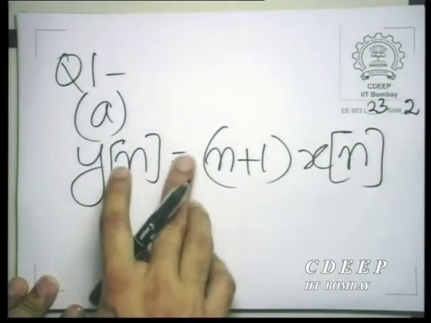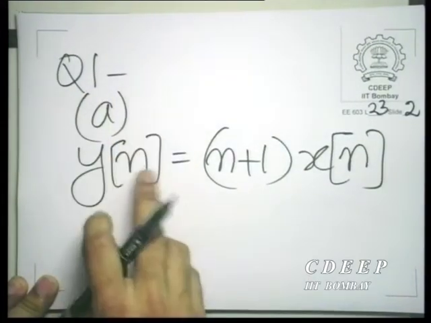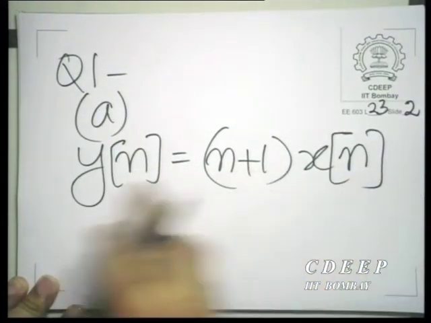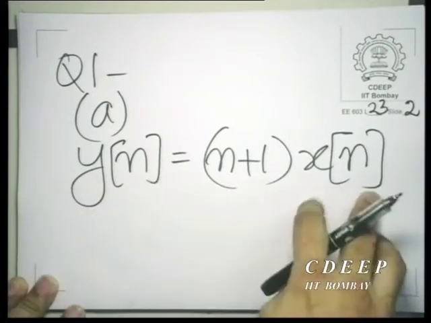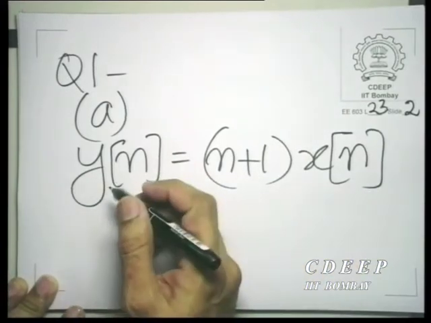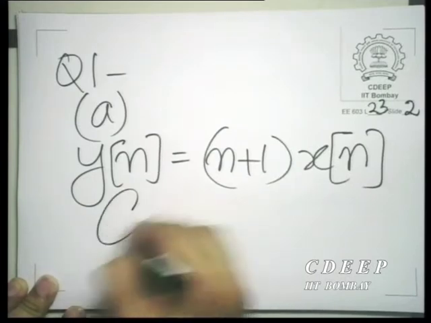The first question was whether the system, now in all the questions, in all the parts in question number 1, we use x[n] to denote the input of the system and y[n] to denote the output. And therefore, the question was, does this describe a causal system?